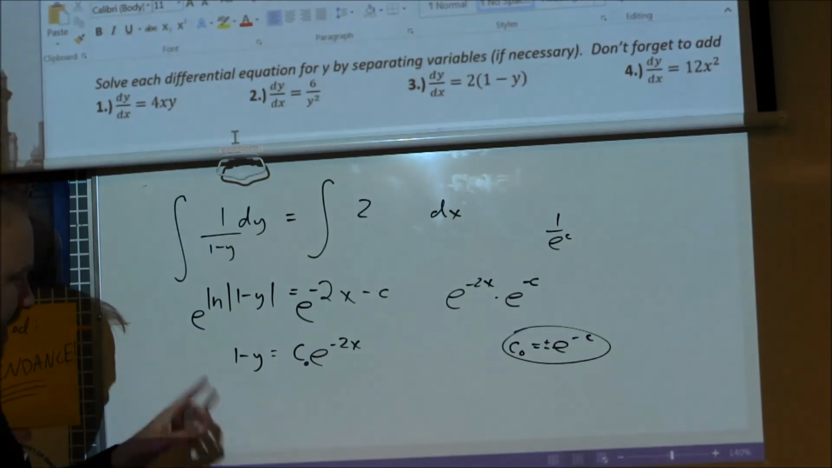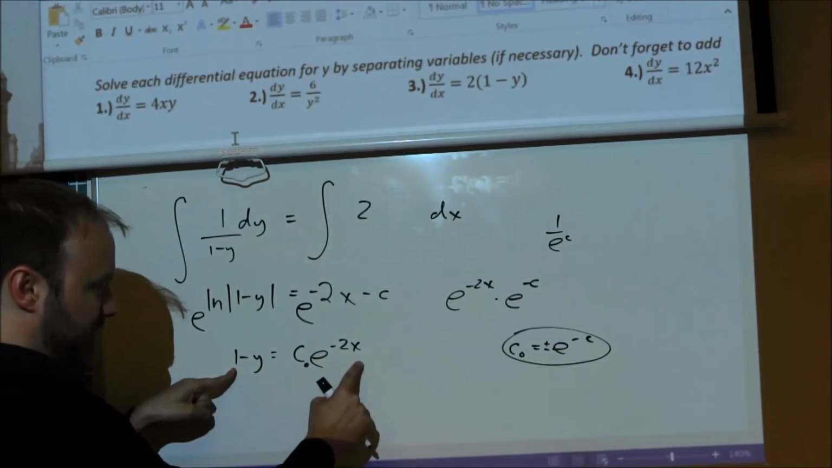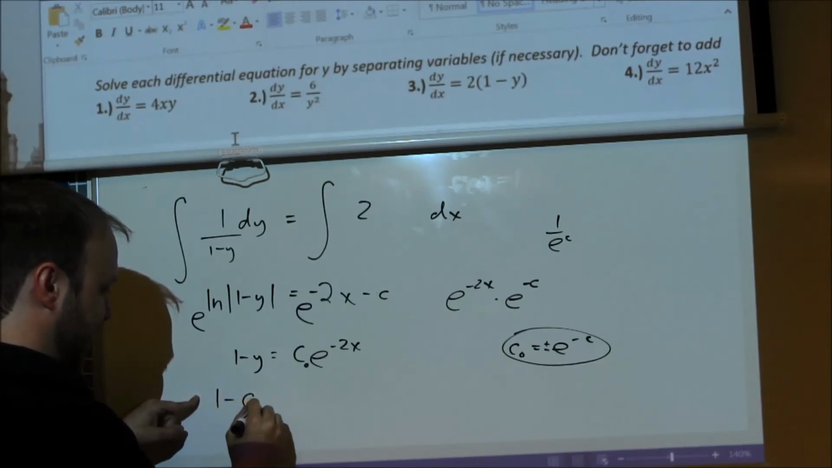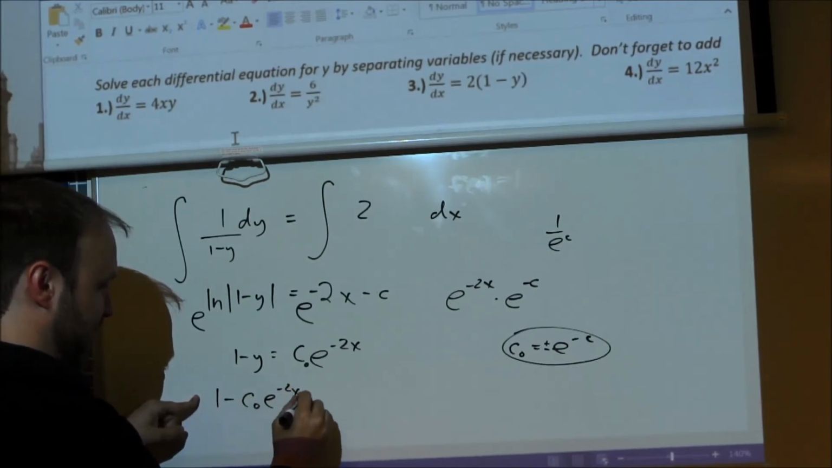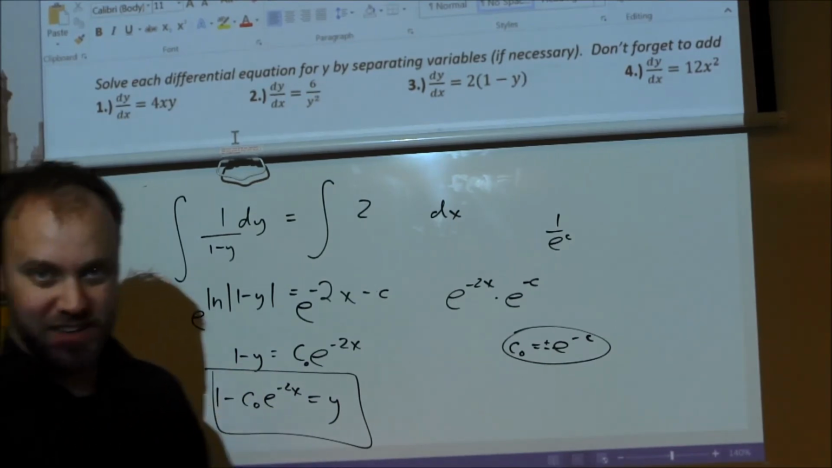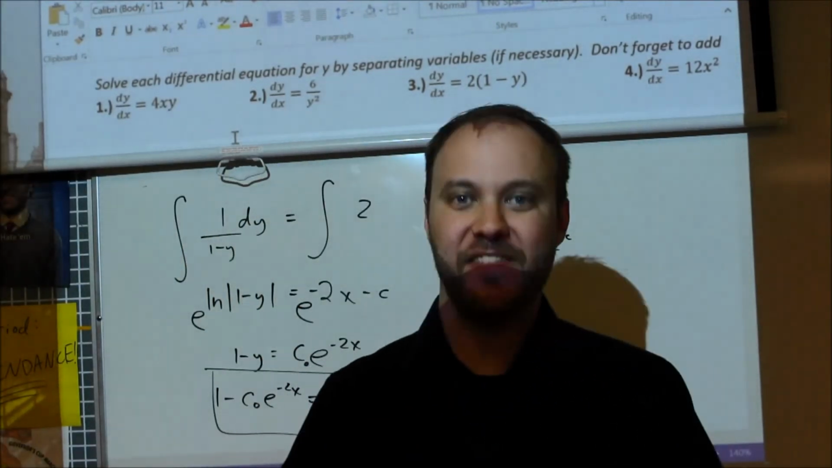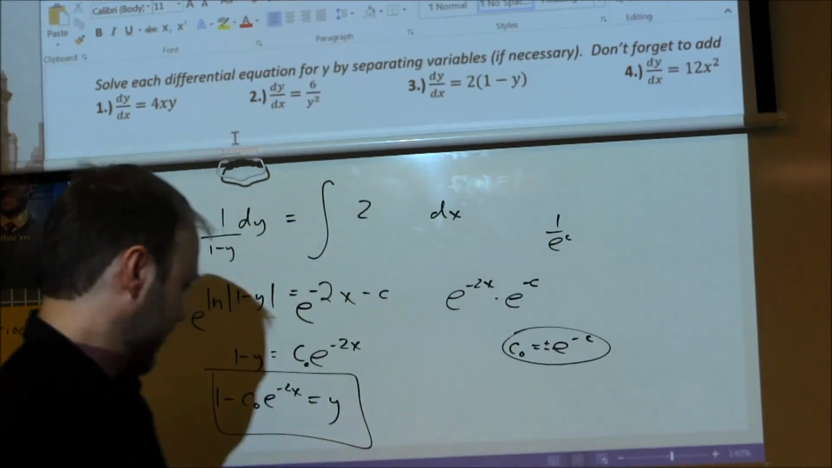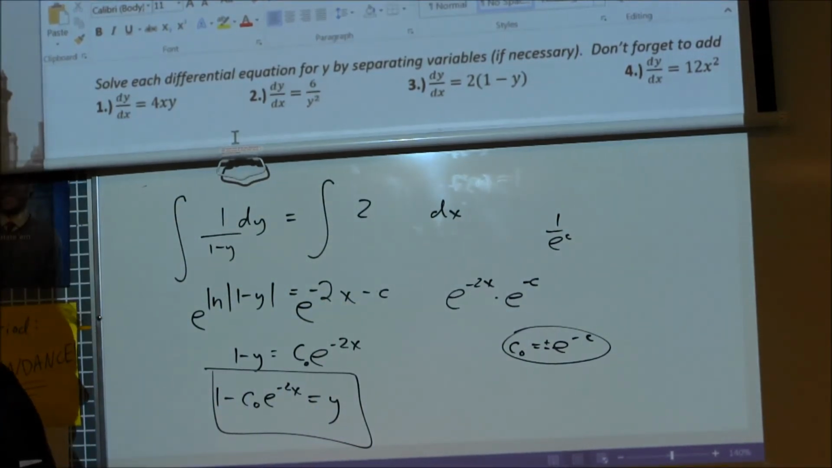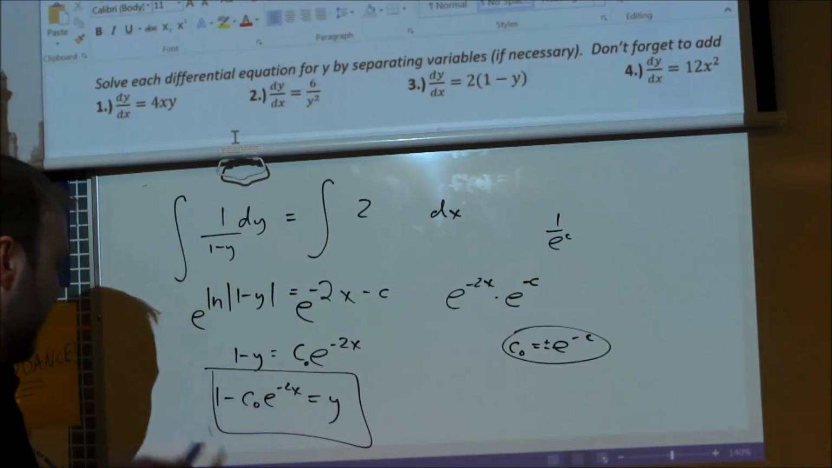Various things you can do here. I would probably add y to the right, and I would probably subtract this from the left, and that would give you 1 minus c naught e to the -2x is equal to y. And that's your general solution. Again, if they give you a point, if they give you an initial value, you can substitute values in here, and you can solve this equation, and you can figure out what c naught needs to be. But in this case, I'm going to stop there.